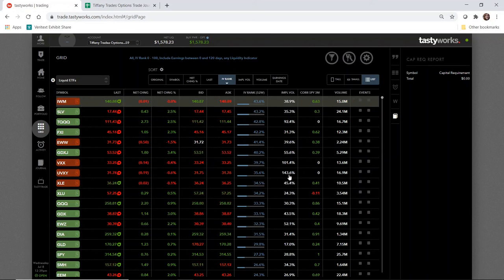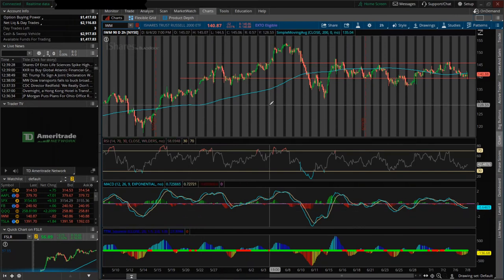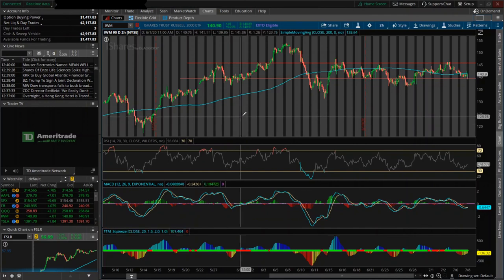I want to show you what I was looking at when I was looking at the chart and why I decided that I'm going to open up a trade in IWM today. So this is the thinkorswim platform. This is a little bit more sophisticated and slightly better than the E-Trade charting that I've done in the past, so I will refer back to this from now on.